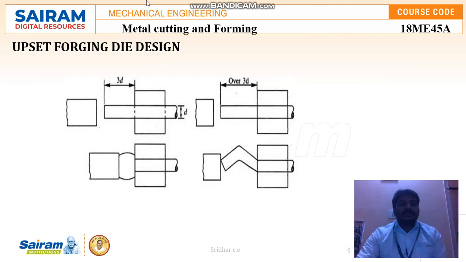So next, coming to the upset die design. This is what we call an upset die design. Here you can see this is the diameter and this is 3 times the diameter. By using this upset forging die design, the shape can be obtained in this form. You can see here, we can get different shapes by using this upset forging die design.